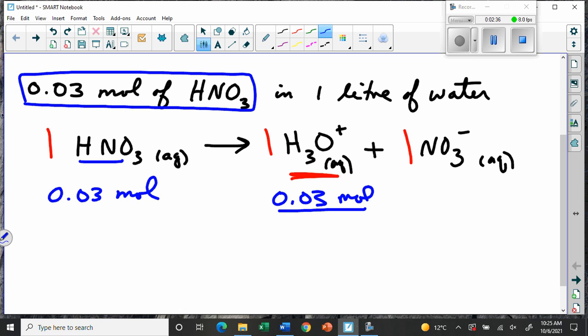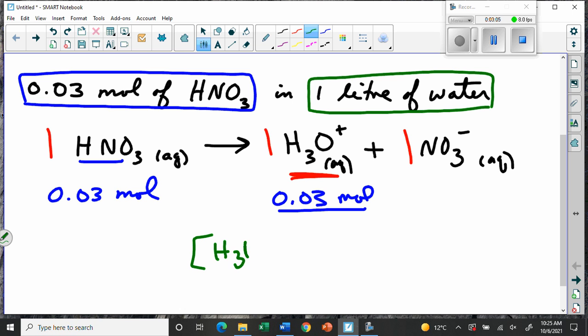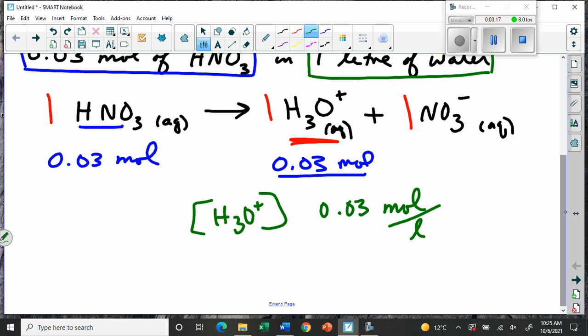So I figured out the top part of my concentration number by using the ratio. If the ratio was different, 2-to-1 or 3-to-1, I would change that number, right? If it was a 2 right here, I would make it 0.06 or whatever the case may be. Now the other thing I have to watch is the liters, and I have 1 liter of water. So this is an easy one, because that means now my concentration of hydronium will be 0.03 moles in 1 liter, or 0.03 moles per liter. And then I can do my pH equation.